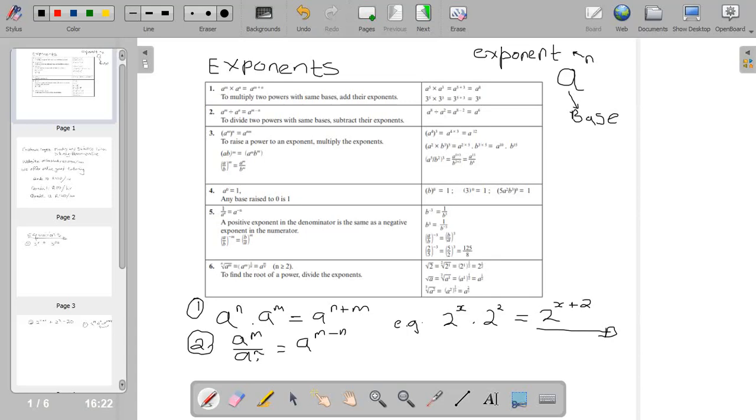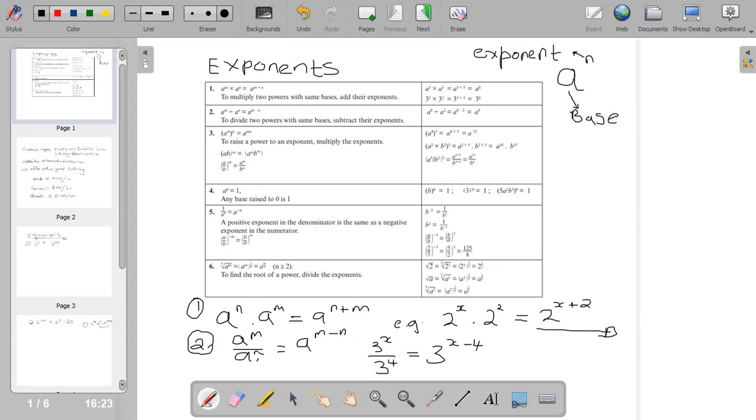For example, if we have 3 exponent x divided by 3 exponent 4, the answer would be 3 exponent x minus 4. So we take one base and then the exponent of the numerator, and we subtract the exponent of the denominator, so it changes the sign to negative.